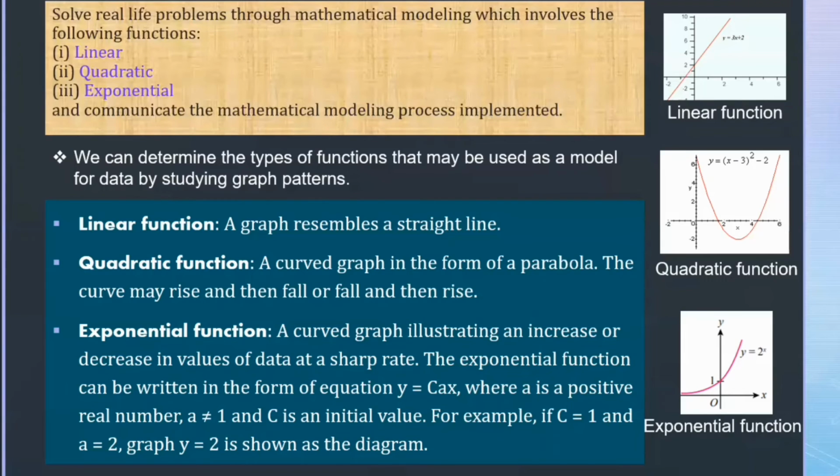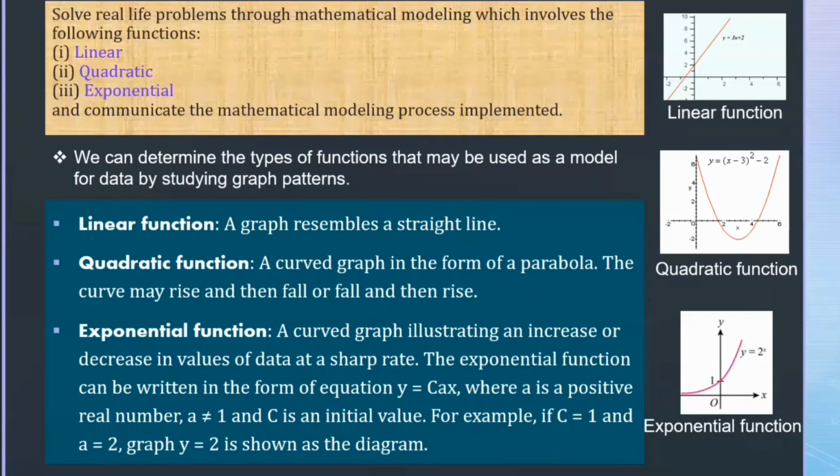Solve real-life problems through mathematical modeling, which involve the following functions: linear function, quadratic function, and exponential function, and communicate the mathematical modeling process implemented. We can determine the types of functions that may be used as a model for data by studying graph patterns. Linear function is a graph resembling a straight line. Quadratic function is a curved graph in the form of a parabola. The curve may rise and then fall or fall and then rise.